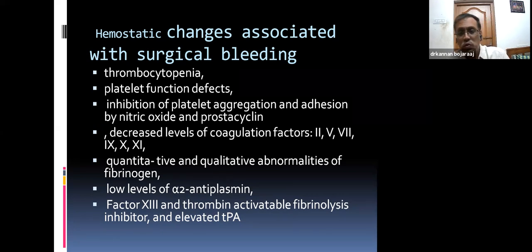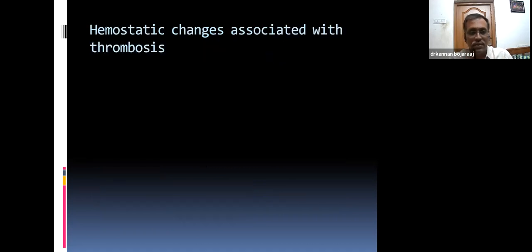So we have to assess all those things before coming to the patient for surgery. And we should have the knowledge regarding this.